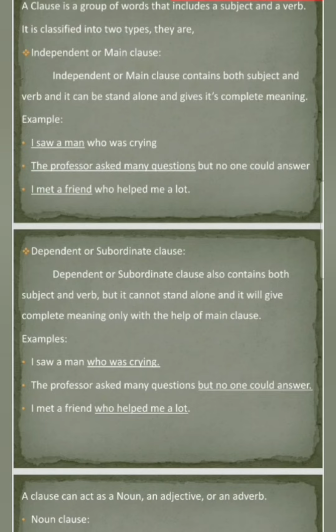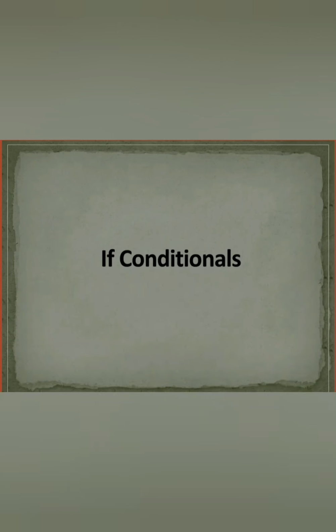So what do you mean by dependent? Dependent means it also has some sort of subject and verb in that sentence, but it doesn't have a complete meaning, right? So that is called dependent clause. For example, who was crying. Then we are moving into if conditionals.